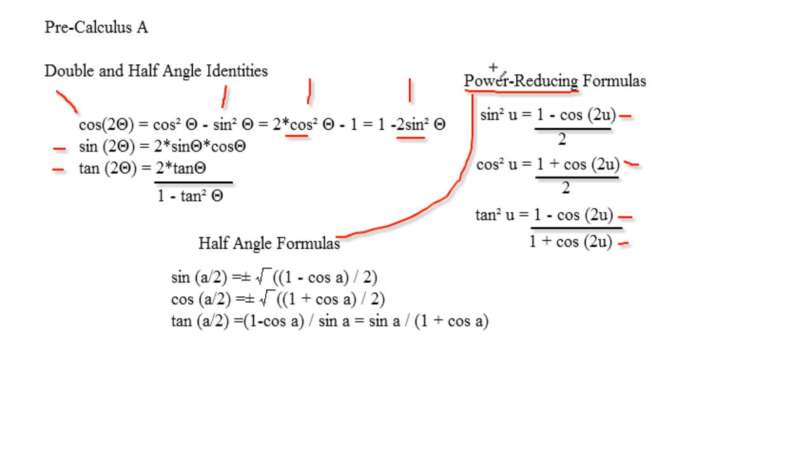You can still use your calculator and still get the same answer. That's totally fine. But what you guys need to understand is that this is what they used to do back in the olden days. Alright, now half angle identities.